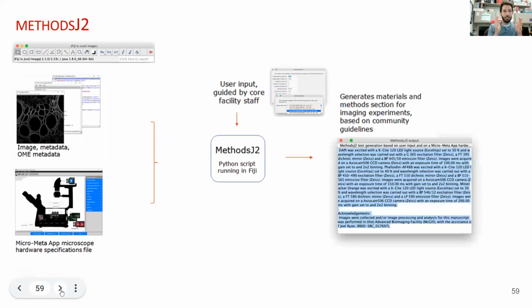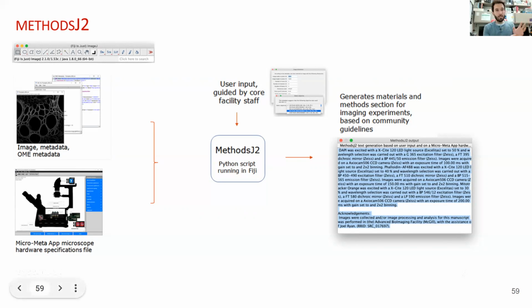And how it works essentially is that if we start from the left, the script will take in metadata from an image, as best as it can source from it, as well as information from a Micro-Meta App microscope file. This requires the core facility or the microscope custodian to build a Micro-Meta App file that really details all the components of the microscope.